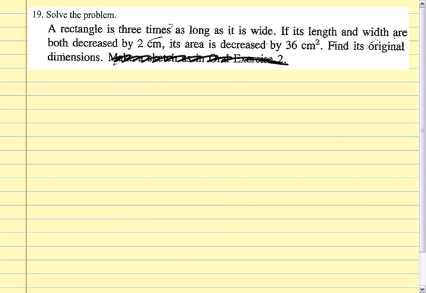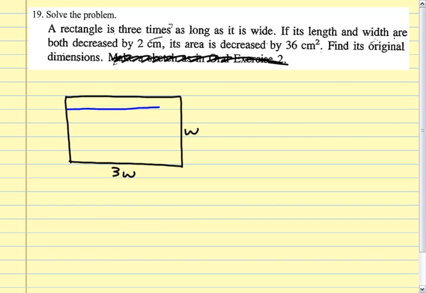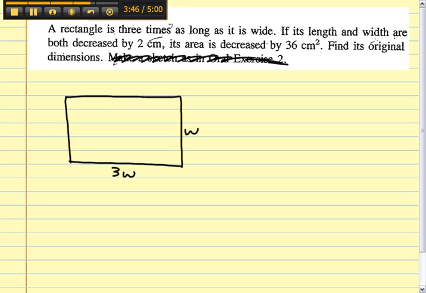All right, we're going to make a sketch, obviously. So here's the original rectangle. And they said that the length of this thing is 3 times the width. Now, they also said that if its length and width are both decreased by 2 centimeters, so I'm going to draw a little rectangle inside here, right? I don't have to draw it inside. That may even make it a little more confusing. Rather than doing that, let's just draw it out here separately. It's just a little smaller.